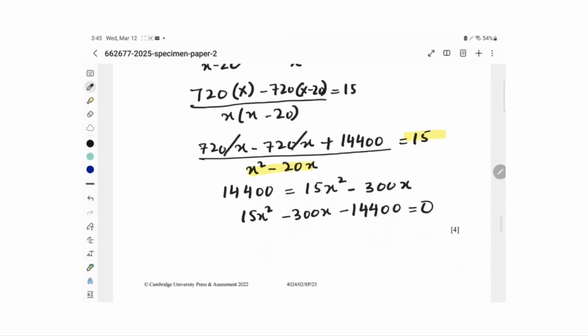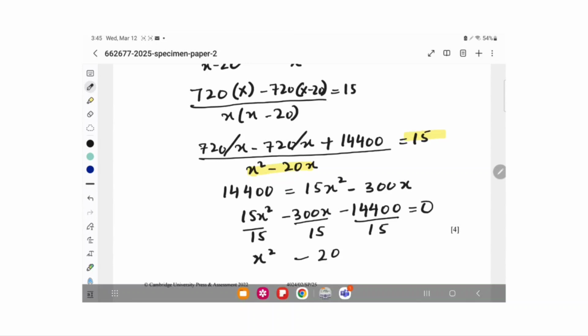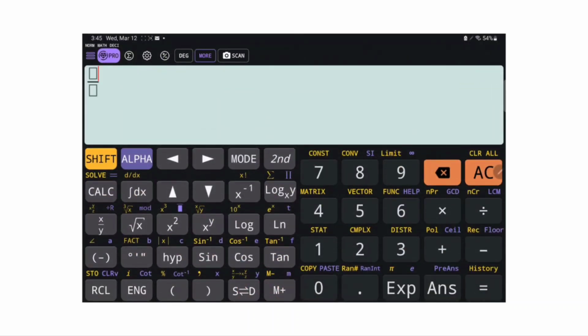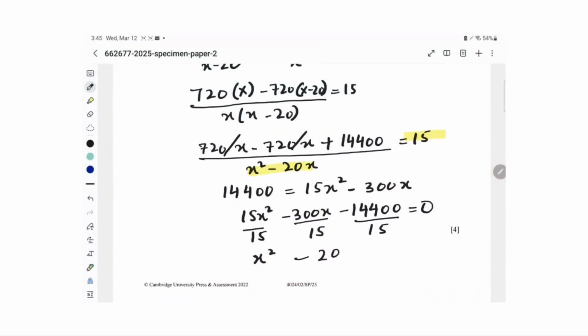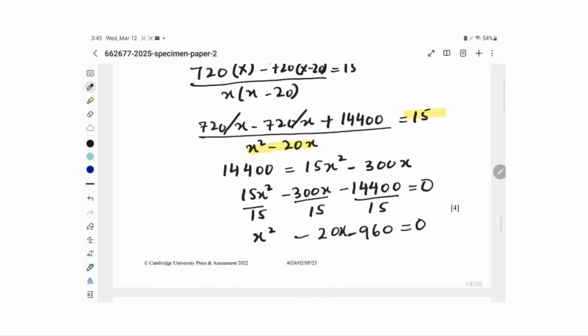Dividing by 15, 15 upon 15 is 1, so x squared stays. 15 times 20 over 15 gives 20x, and 14,400 divided by 15 is 960. So it's x squared minus 20x minus 960 equals 0. That's the same thing, so we have proved it.